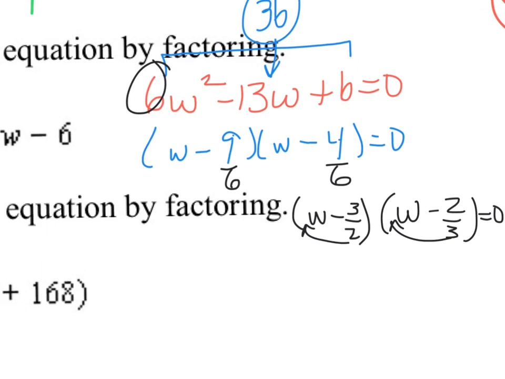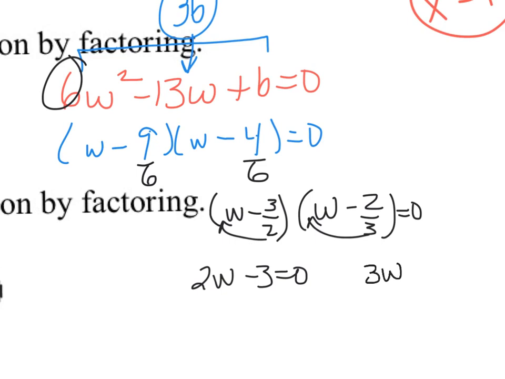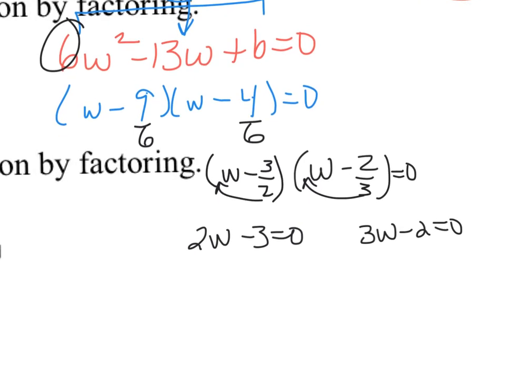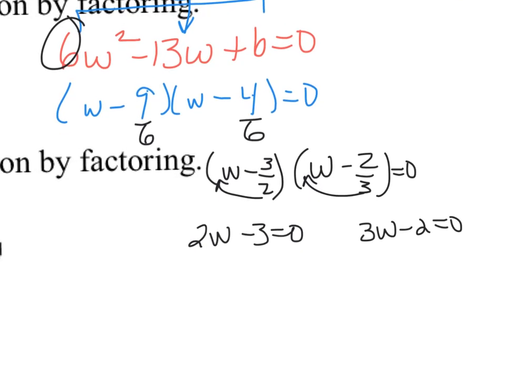So I have 2w minus 3 equals 0. And 3w minus 2 equals 0. And then we solve. So I'm going to add 3, divide by 2 on the left-hand side. So w equals 3 over 2. Then I'm going to add 2, divide by 3, and w equals 2 over 3. Questions? We okay?